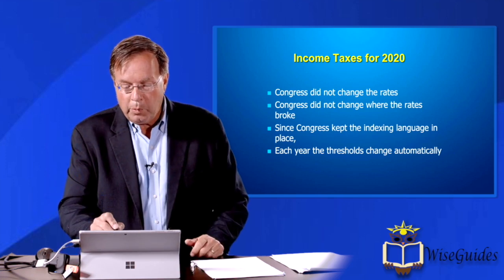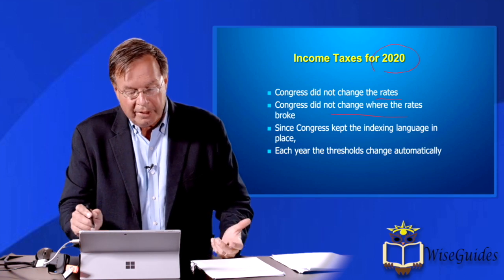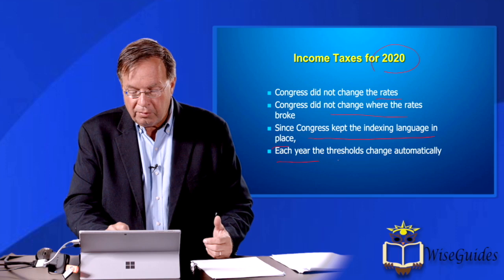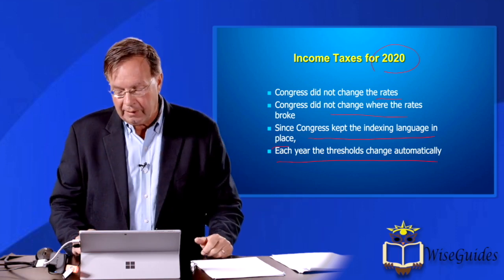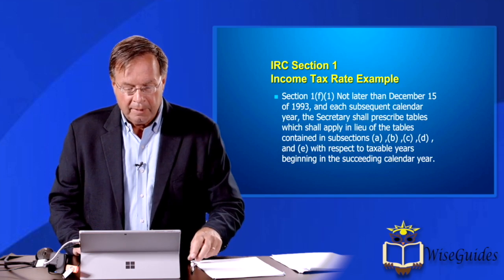So as we look at 2020, which is our current year, Congress did not change the rates. They did not change where the rates broke. But since Congress kept the indexing language in place, each year the thresholds change automatically. And that's an index change. It's a perfect example of it. And we see this impacting other areas that I mentioned at the front.